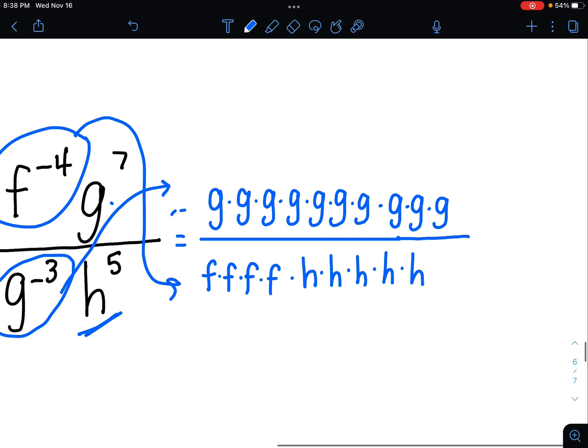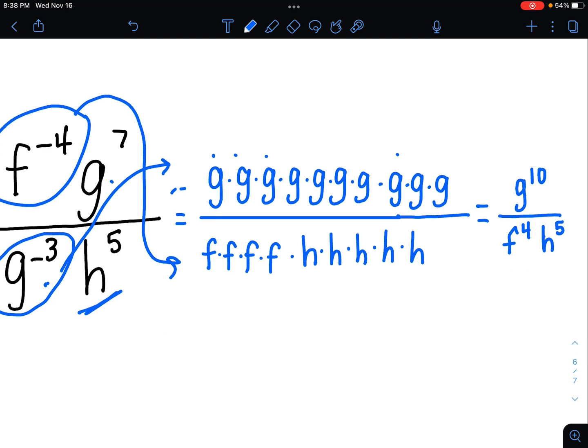Now, looking here, I don't have anything that's in both the numerator and the denominator, so I can't make any 1's here. However, I can simplify all those g's because I had 7 g's and then I had the 3 g's from the bottom. So altogether, I have 1, 2, 3, 4, 5, 6, 7, 8, 9, 10 g's. So g to the power of 10 over, and then I have f to the power of 4. I have 4 of those, and h to the power of 5. Can't simplify any more than that. There's my final answer.